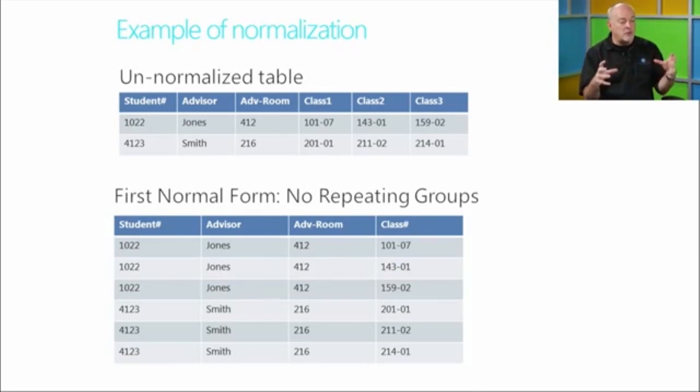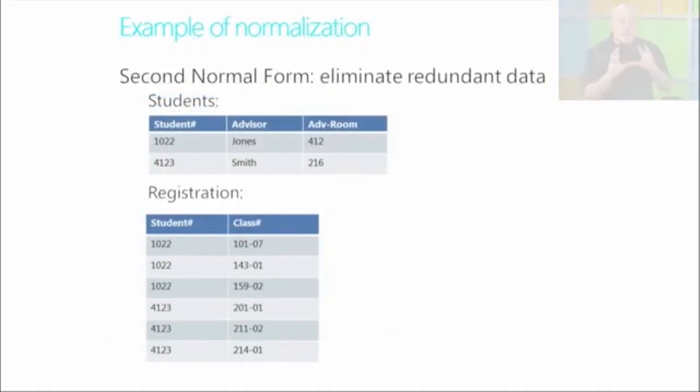So we've taken our unnormalized data and we've added some additional rows to it, and we've consolidated the number of columns that are in this table. All right, so we've taken that content and we now have no repeating groups because we've applied the first normal form process. Now, as we move into the second normal form, we're going to eliminate redundant data.